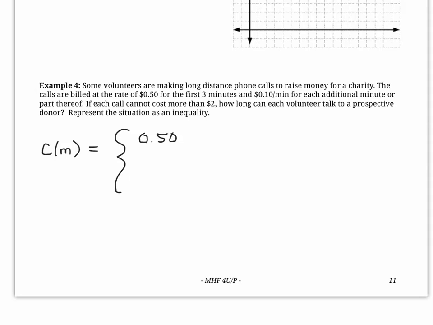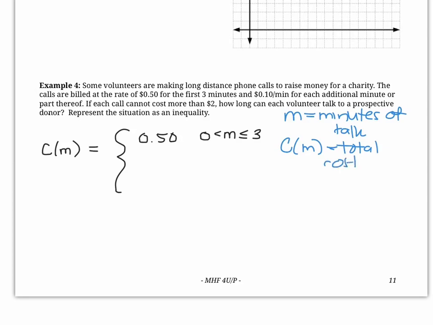We can't have negative minutes, so this is only going to be true when 0 is less than the minutes, and the minutes is less than or equal to 3. So the minutes that we spend talking are between 0 and 3. Of course, we can't be equal to 0, in which case the call wouldn't exist. You can't make a call for 0 minutes. And the call could be equal to 3 and it still costs 50 cents. Let's just define our variables quickly. Let's say m is equal to the minutes of talk, and let's call c our total cost as a function of minutes.